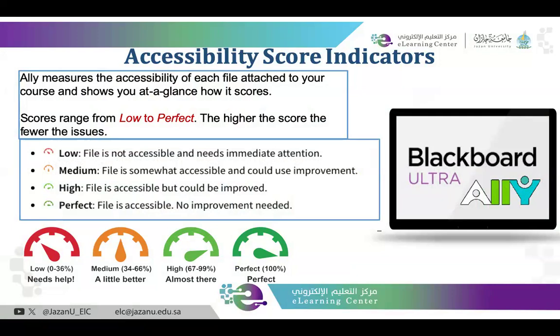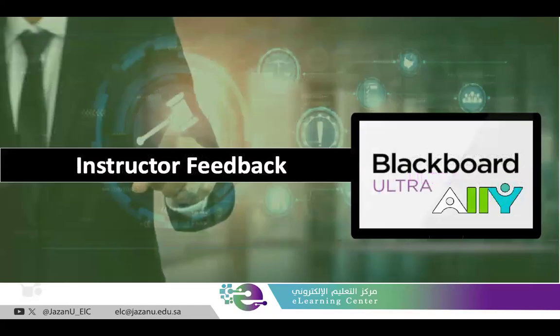Medium, which is a little better, means the file is somewhat accessible and could use improvement, and high means the file is accessible but could be improved. Perfect means perfect, so there is no need to do any improvement. So this is basically the indicator which shows you at which level your content is accessible.